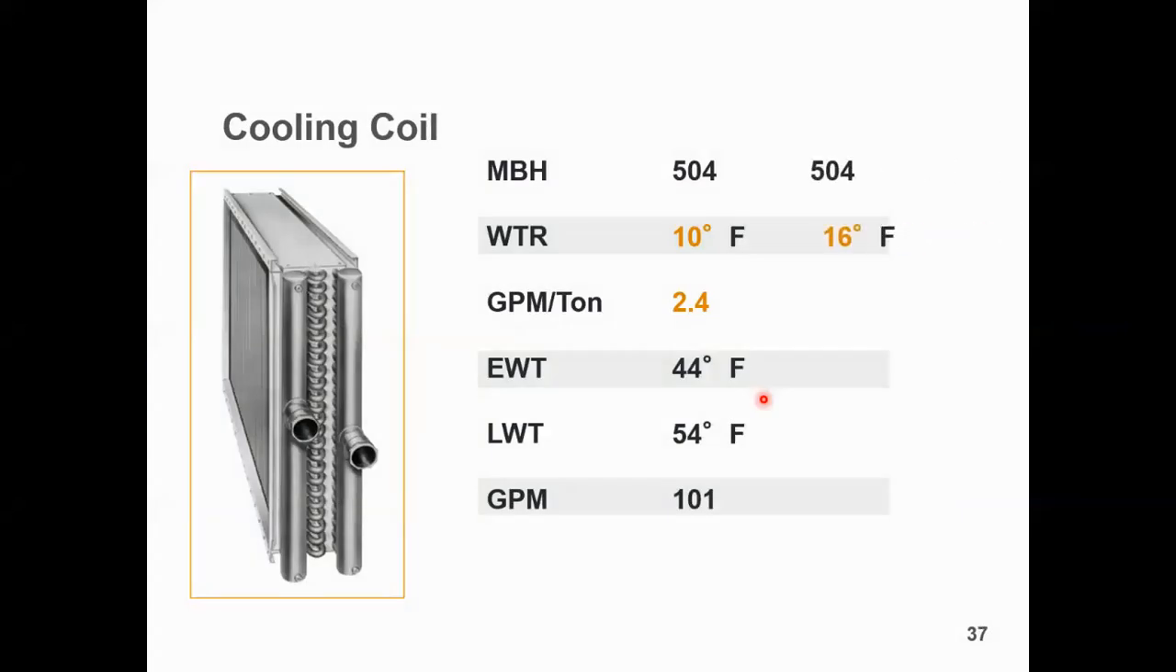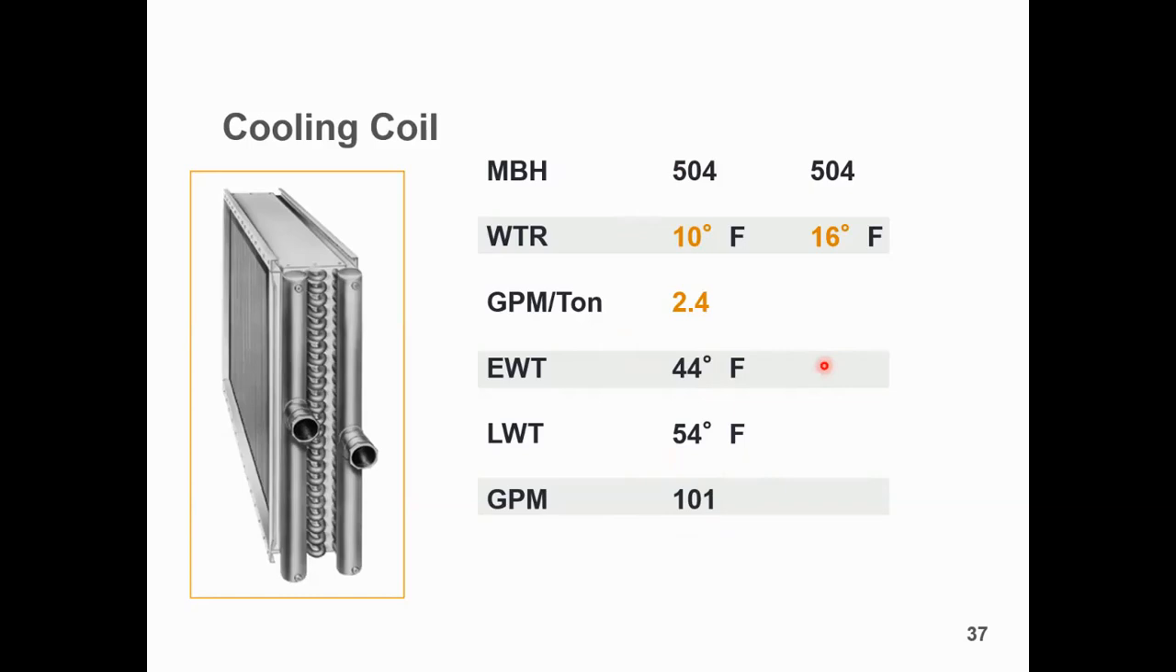Okay, so now we will get into the cooling coil. What is the impact on performance of the cooling coil with high delta T? This is the chilled water side. 504 MBH is basically close to around 42 ton. It's basically mega BTU per hour. With conventional 10 degree Fahrenheit and 2.4 GPM per ton, with entering water temperature as 44 degree and 54 degree, your flow rate is around 101 GPM with this combination.